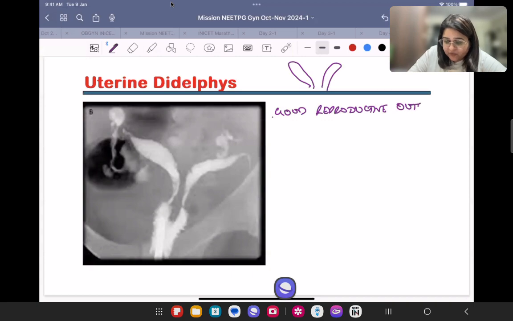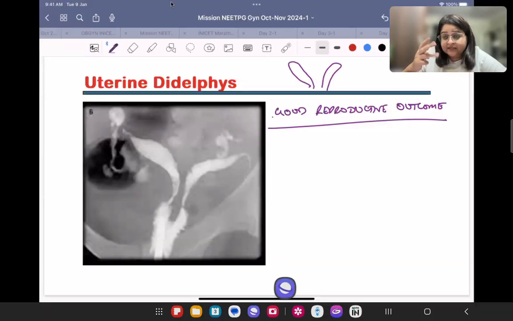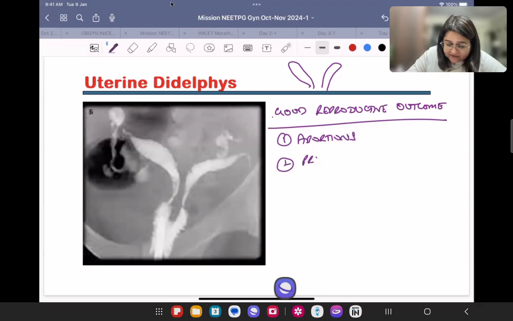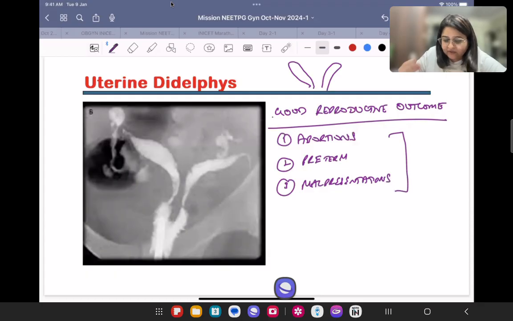Usually there is no problem in this. If there is, Williams has described 3 complications. Okay, and we will go by Williams because it's the standard book. There's a higher incidence of abortions, a higher incidence of preterm labor, and a higher incidence of malpresentations. These are what you see with a uterine didelphys.